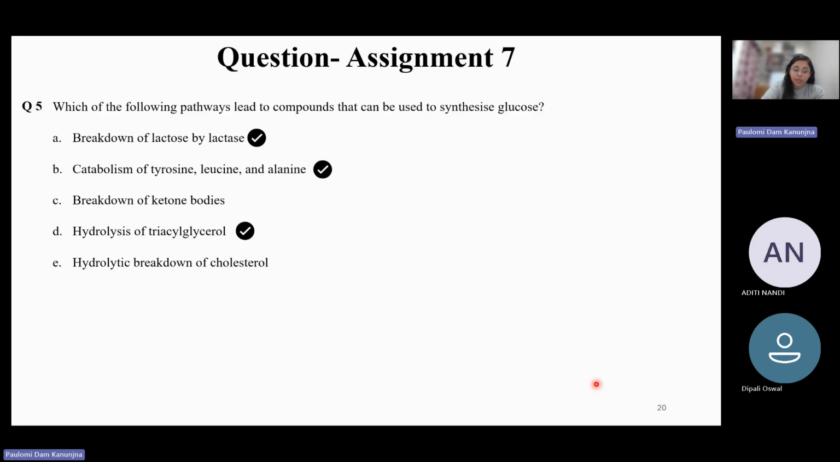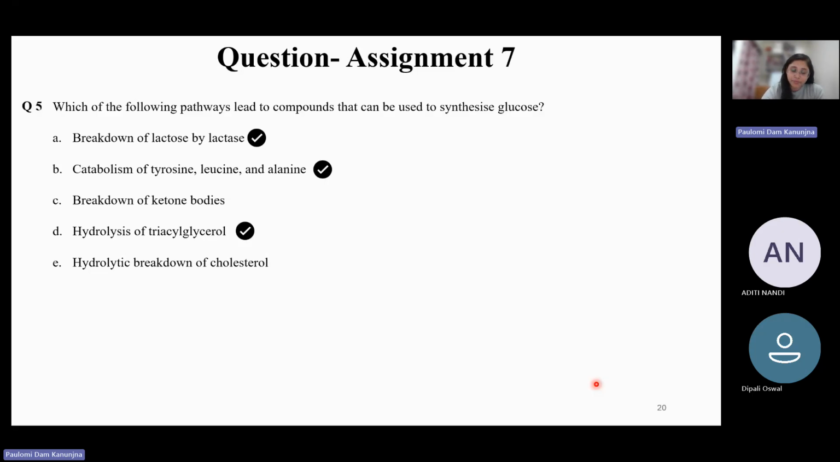Okay, so coming to it, the first one says breakdown of lactose by lactase. Lactose is itself a disaccharide composed of glucose and galactose. So if it breaks, it gives you glucose and galactose, and we know that galactose can be converted to glucose. So it is used to synthesize glucose. That's correct. Great job.